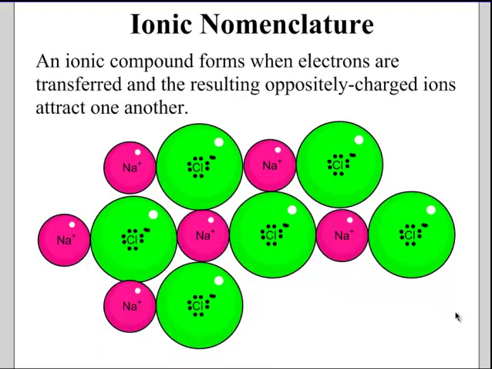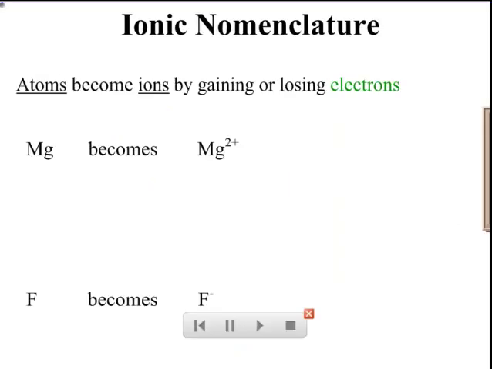Like that. That's a lattice. When we write the formula for an ionic compound, we're writing the lowest ratio of the ions in the lattice. But first, atoms have to become ions. They do this by gaining or losing electrons. For example, Mg always becomes Mg2+.